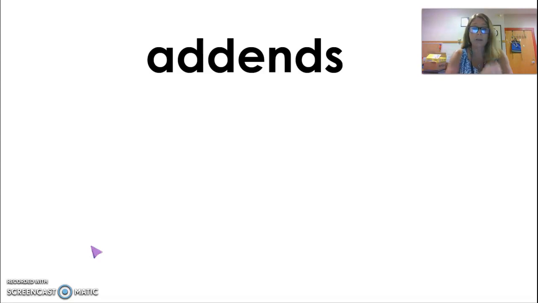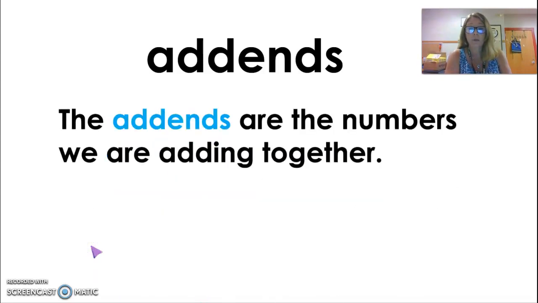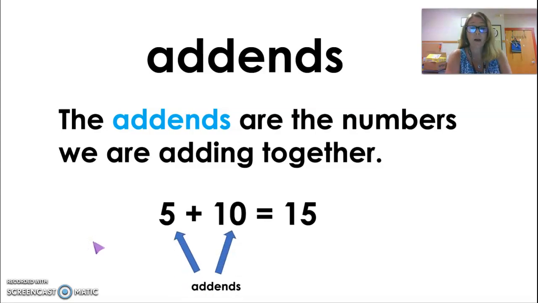Our second word is addends. The addends are the numbers that we are adding together. In this number sentence, 5 plus 10 equals 15, 5 and 10 are the addends.